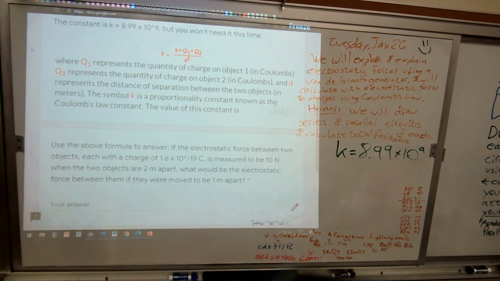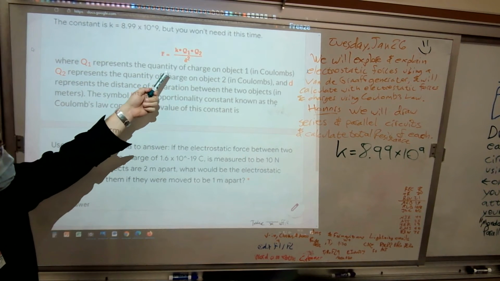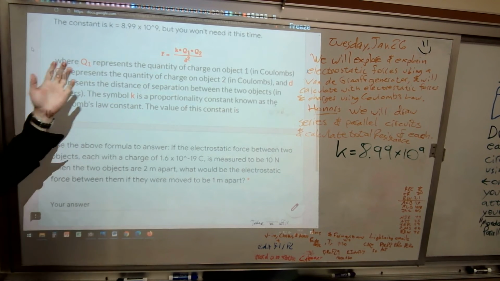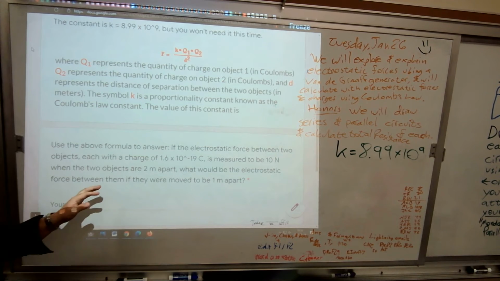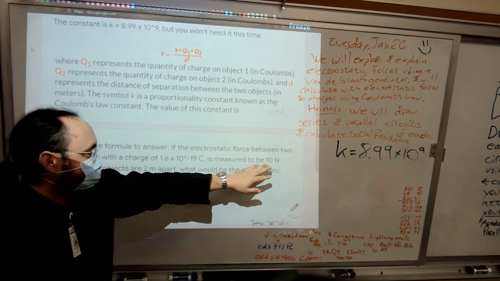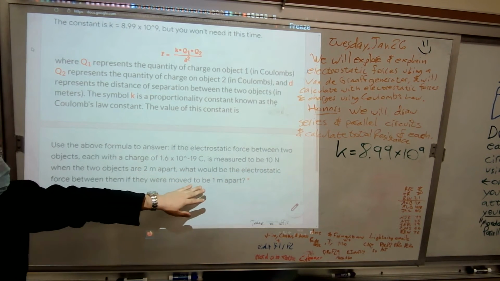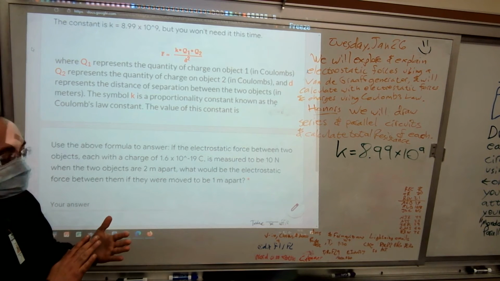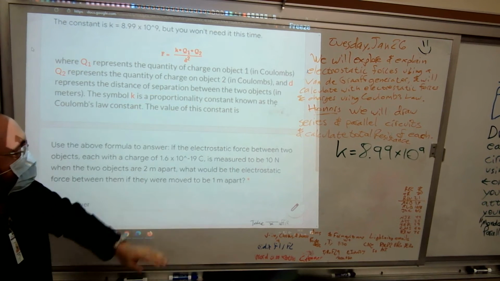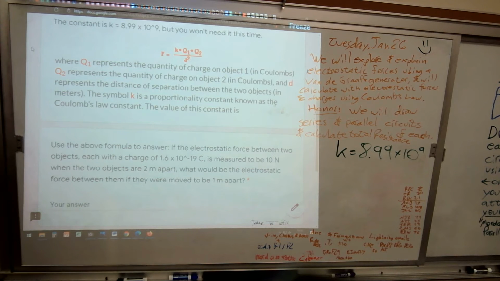So in this case, you need the formula to see that there's an inverse square relationship between the force and the distance, but you don't need to actually do the formula. It tells you the force here, so it tells you the charges, which you don't need. It tells you the force was 10 newtons when they were 2 meters apart. And then it says, okay, what would be the force if they're 1 meter apart now? So you put them twice as close, the force will be 4 times as much, and you already know that just because there's an inverse square relationship. So instead of 10 newtons, the force would now be 40 newtons.